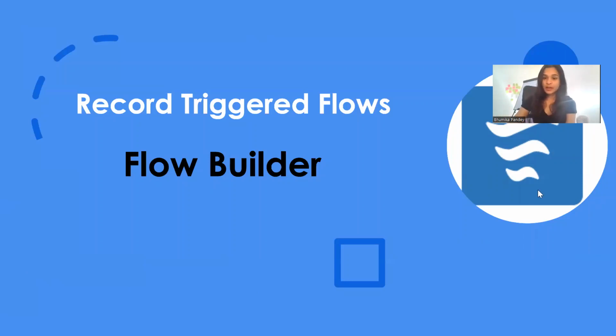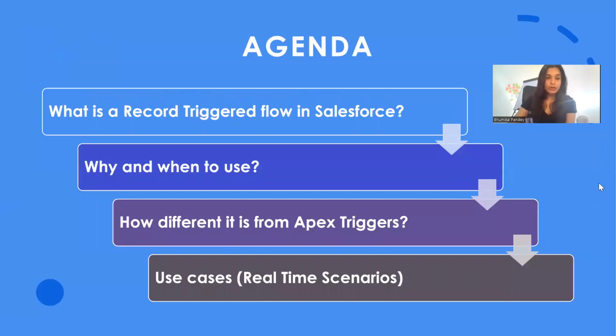All right, so before we get started, let's have a look at the agenda. We'll talk about what record triggered flows are in Salesforce, and then why and when to use them, and then how different they are from Apex triggers. And I've listed down some scenarios that we'll talk about, and we'll also go ahead and implement those scenarios.